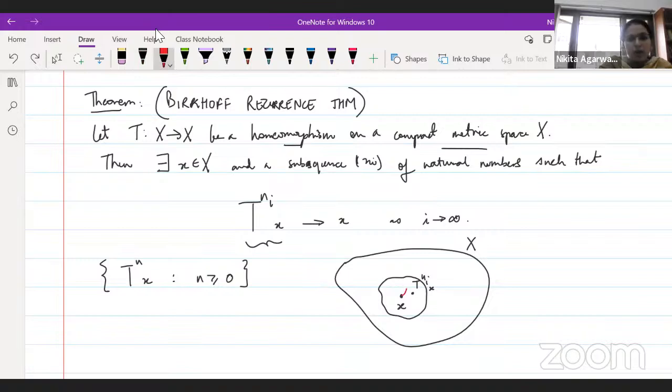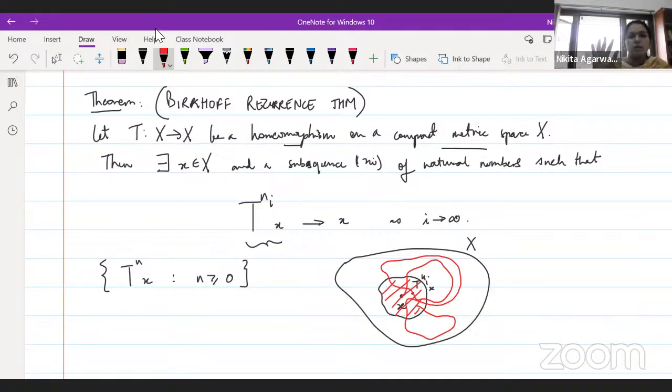So this X may go anywhere. It will come back to this ball. It will again go wherever it wants to go. It will again come back to this ball. It can go anywhere, again come back to this ball. So infinitely often it is coming back to any small neighborhood of X that you take. This idea is called recurrence. The point keeps on coming back as close as you want to the original point you started off.